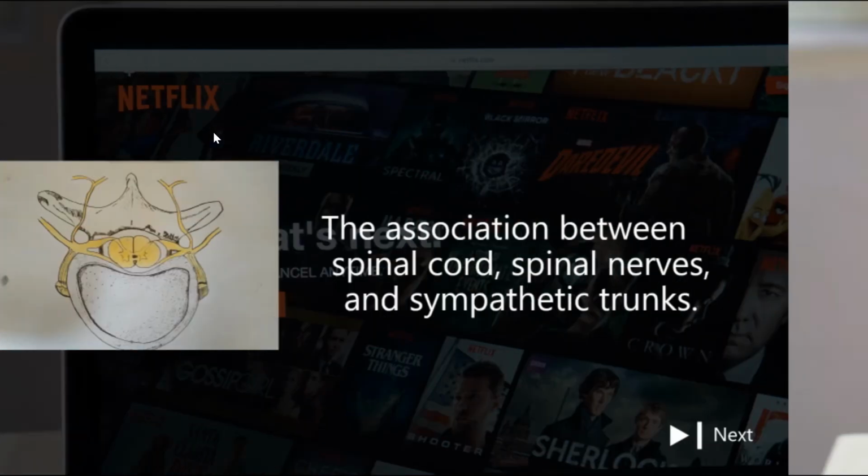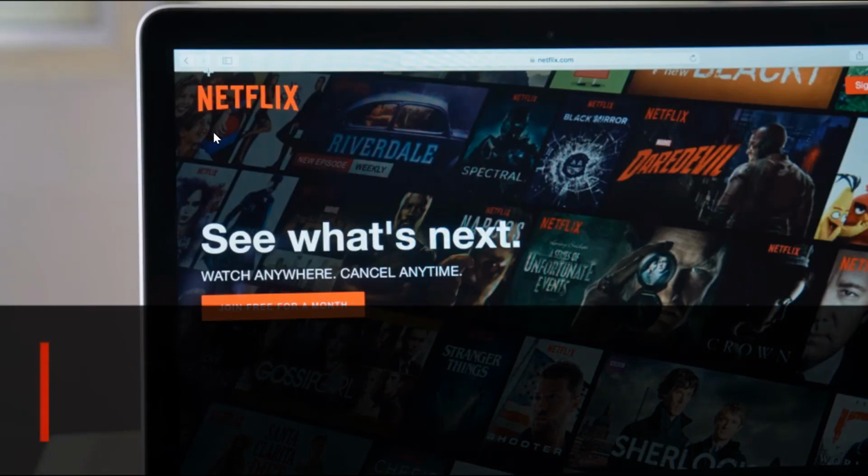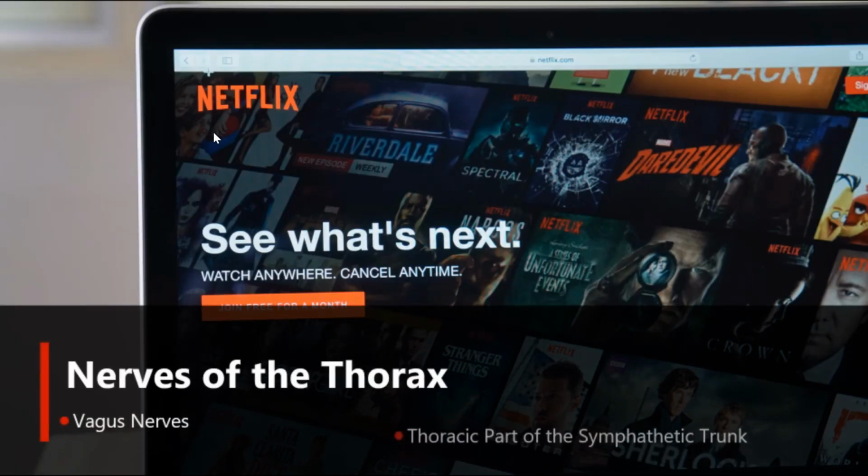Next to the thoracic duct, which is the last one, is the right lymphatic duct. This common duct, if present, is about 0.5 inches or 1.3 centimeters long and opens into the beginning of the right brachiocephalic vein. So the right jugular, subclavian, and the bronchomediastinal trunks, which drain the right side of the head and neck, the right upper limb, and the right side of the thorax, respectively, may join to form the right lymphatic duct. Let's have here the nerves of the thorax.